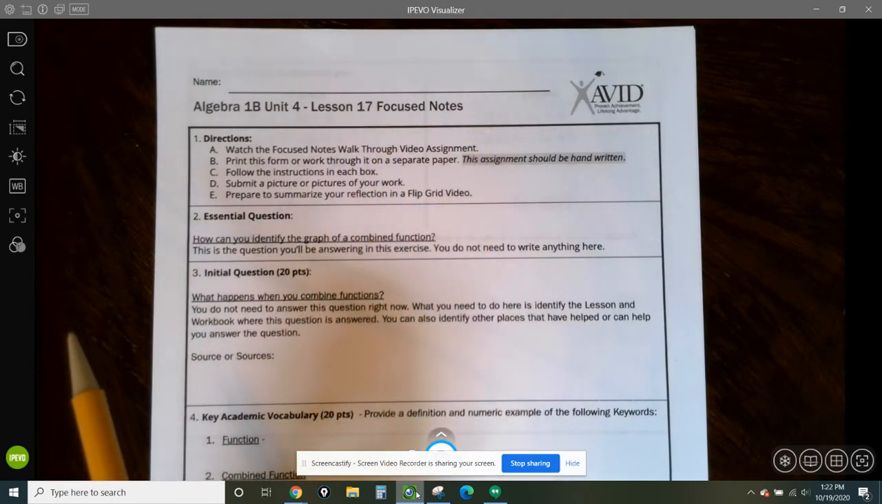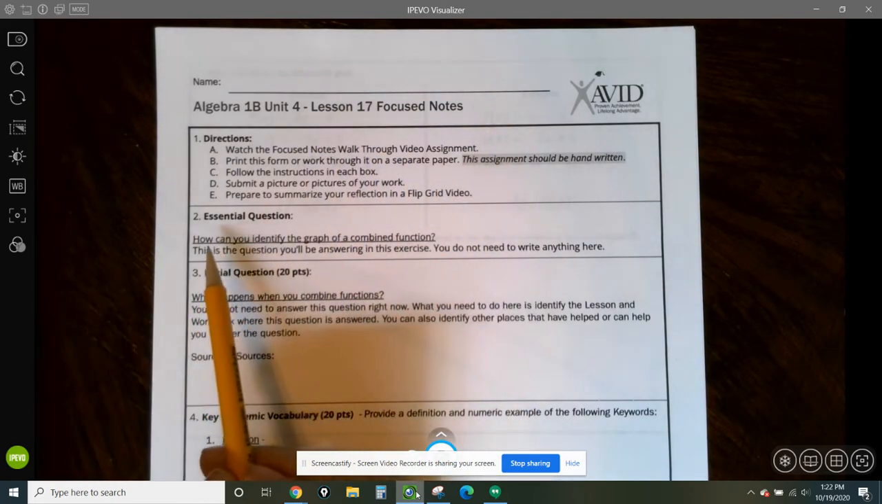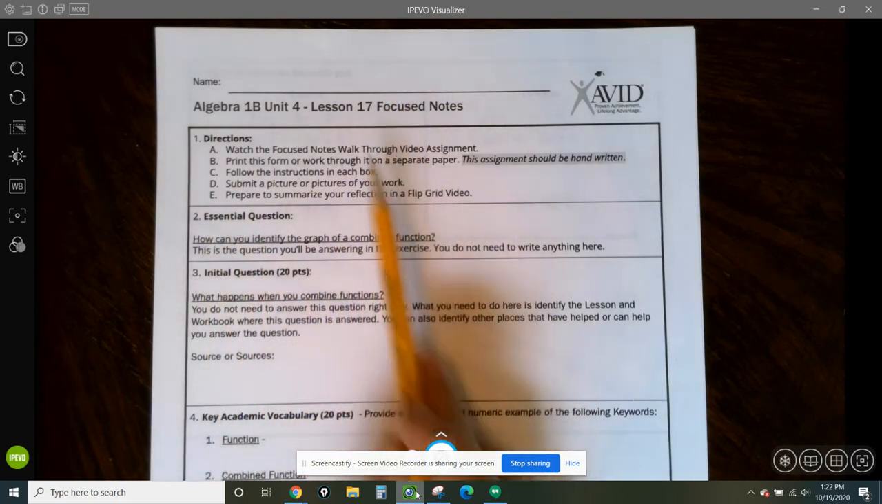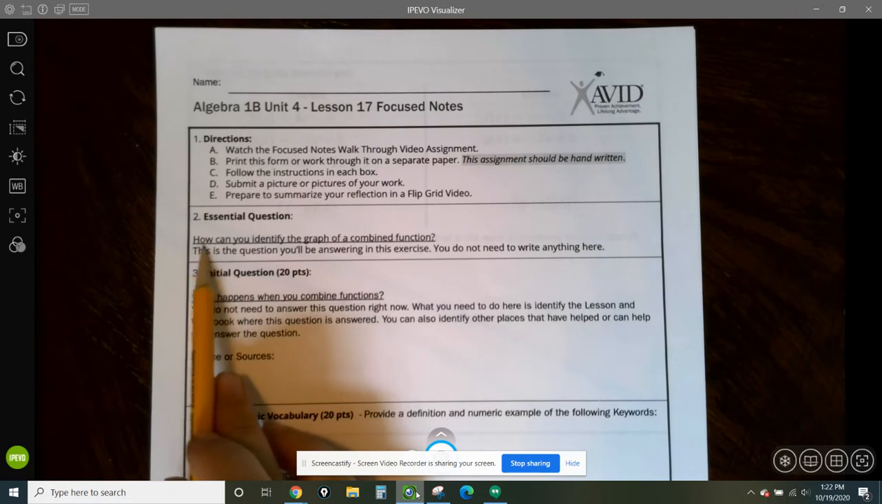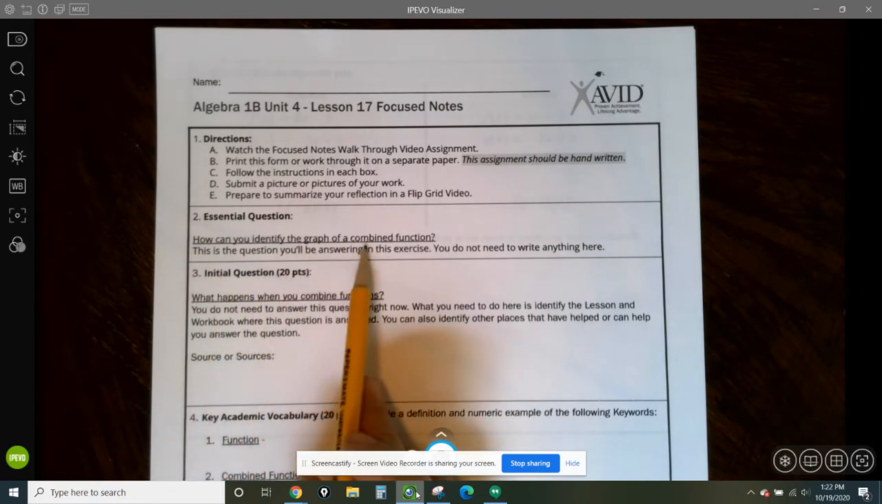In this focus notes, we're going to be using this essential question. Make sure first of all that you have this printed off so you can fill it in as we go. When you're done, take a picture of it and submit that as your assignment. Our essential question: how can you identify the graph of a combined function?